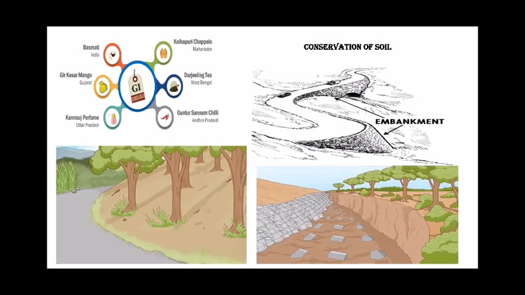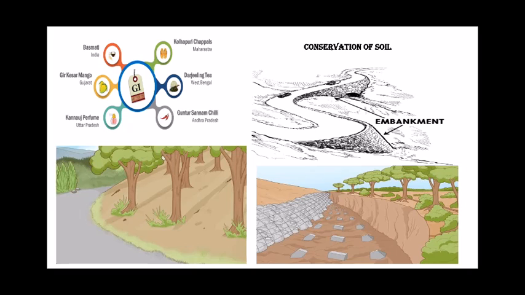Now children, we will see if the soils are eroded or degraded, how can we protect them? How can we conserve the soil? Considering the importance of soil for agriculture, we have to protect and conserve these soils. It is necessary to protect soils or farmlands from getting washed out due to rains.